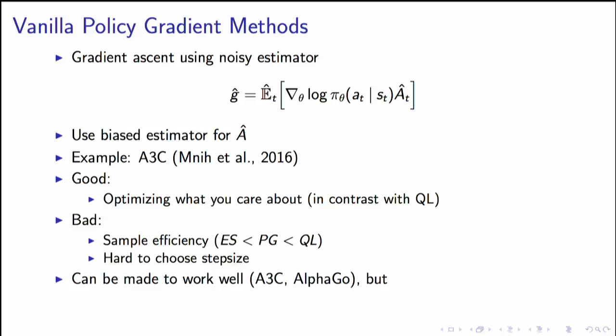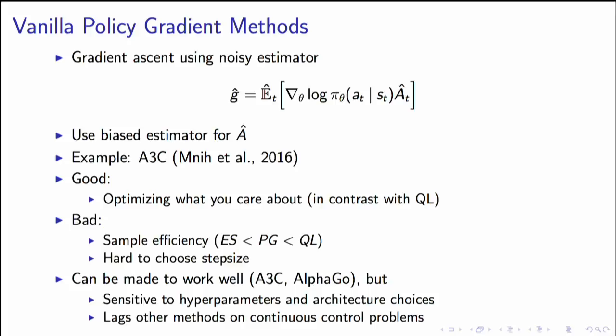So these kind of vanilla policy gradient methods can be made to work well, but they tend to be sensitive to hyperparameters and architecture choices. On continuous control problems, the vanilla methods lag other methods like trust region policy optimization and PPO, which I'm about to talk about.